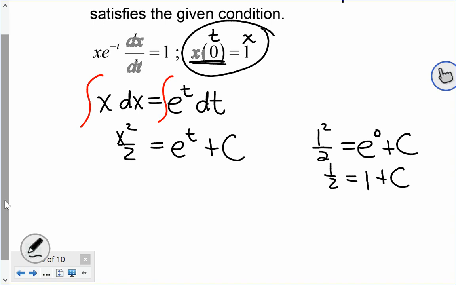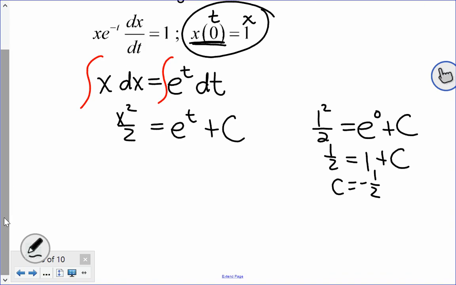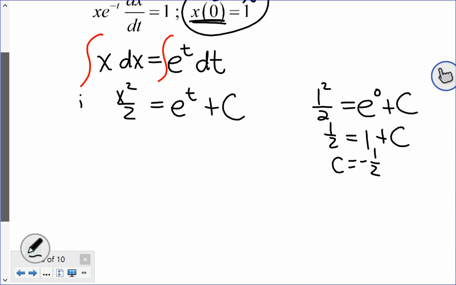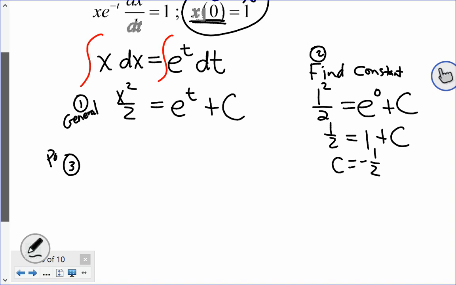So my actual answer to the whole problem is, so this was kind of step 1. This is the general solution. And then this is find the constant, so that's kind of step 2. And then step 3 is to go ahead and write the actual particular solution. And the particular solution is just to substitute that in, and then we may have to do some more solving. So instead of c, I write negative 1/2.